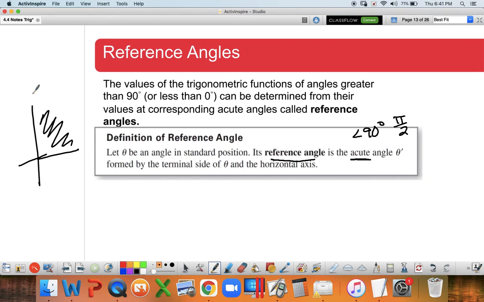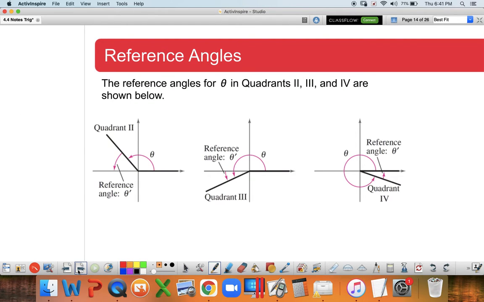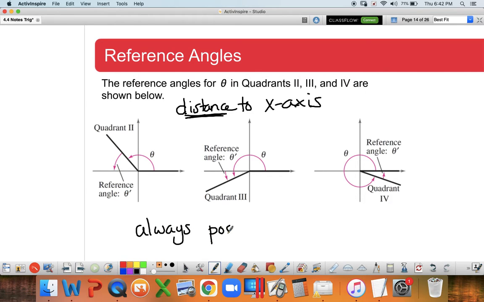And then from there, all I need to memorize is just that all students take classes, and I can just attach a negative sign to it if it happens to be in a quadrant where that trig function happens to be negative. So how do we find these reference angles? It always is your distance to the x-axis. And I say distance because it is always positive. Remember, we're trying to find an acute angle that'll live in quadrant 1, so it needs to be a positive angle between 0 and 90 degrees.